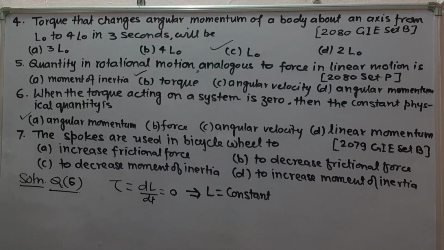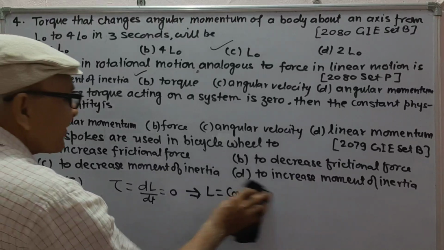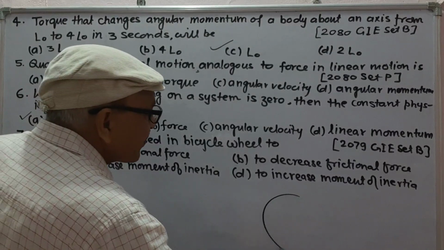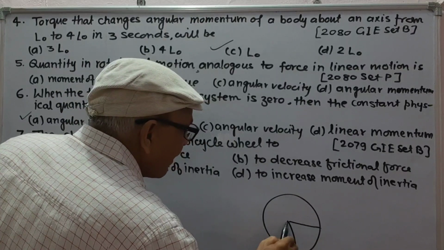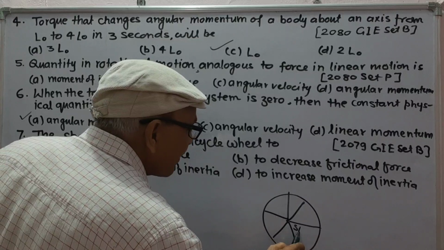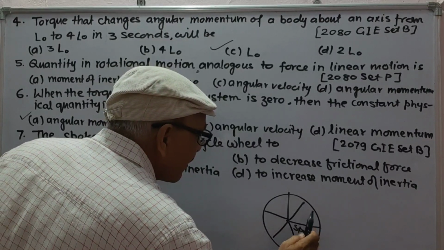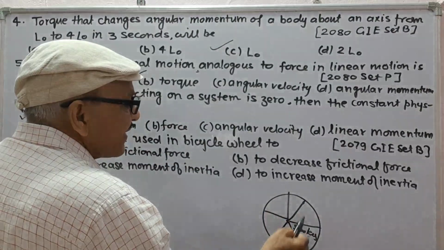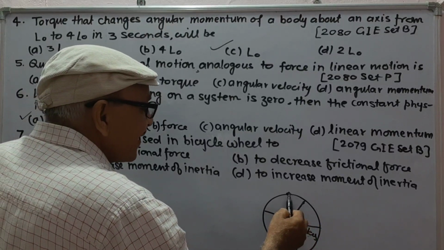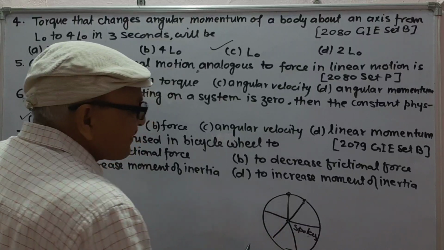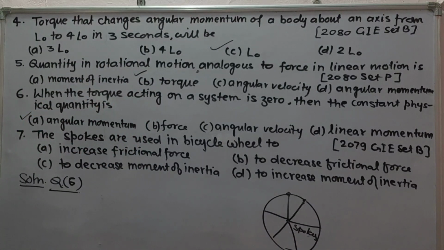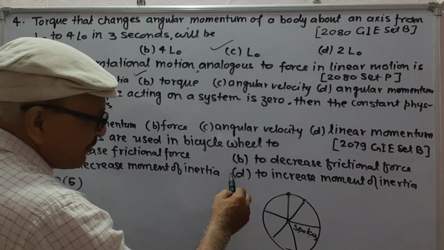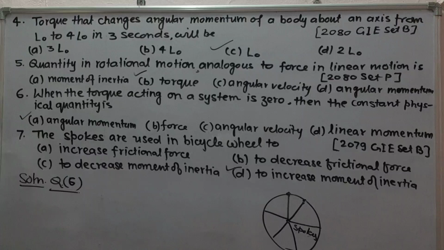Next question number 7. The spokes are used in bicycle wheel to, these are the options. We know in bicycle wheel, metal spokes are used. These spokes are used to increase the moment of inertia such that the maximum mass lies at largest distance from the axis, and so the moment of inertia is maximum. So the correct option will be to increase moment of inertia. So option will be D.